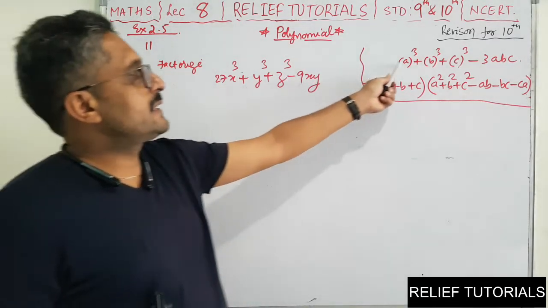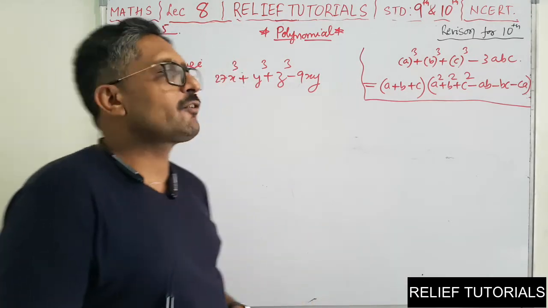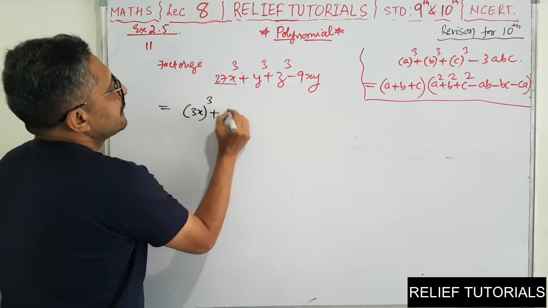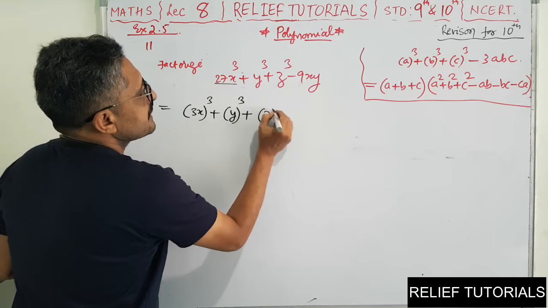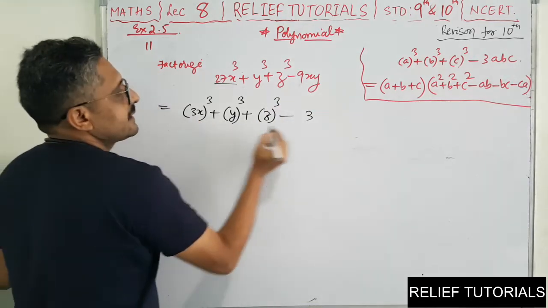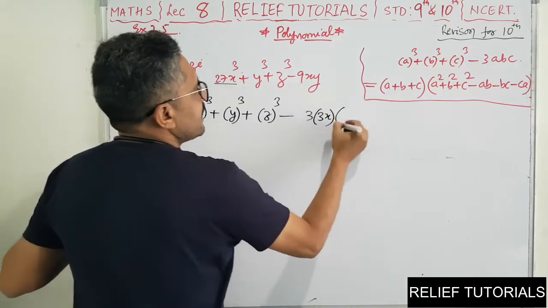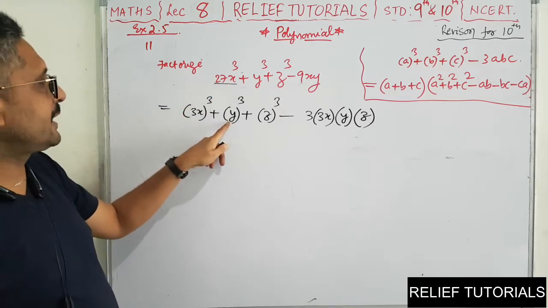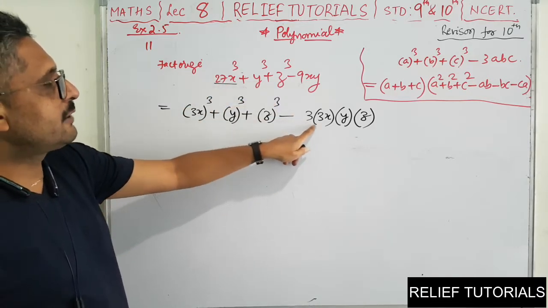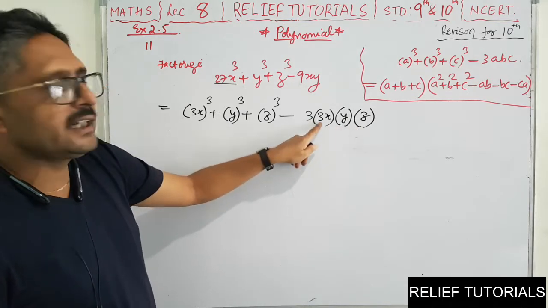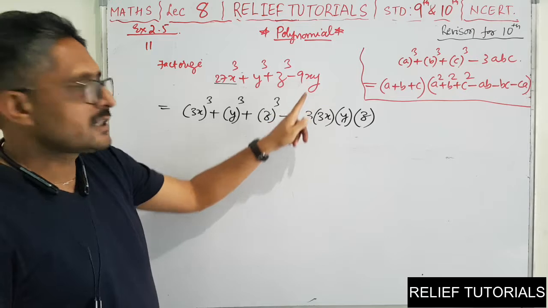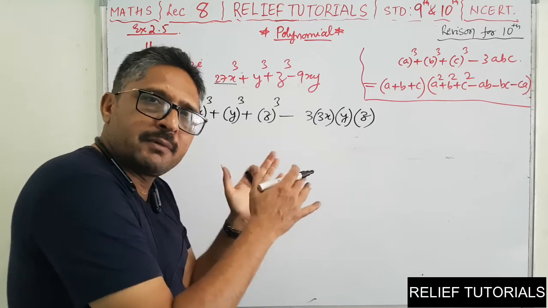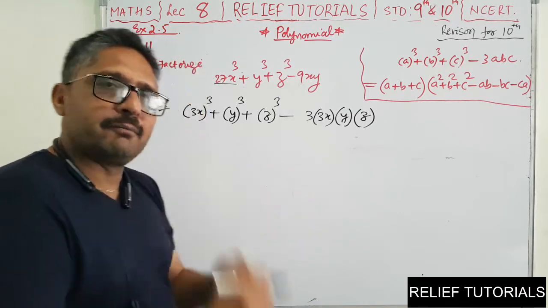So here the first three terms are perfect cubes, so you have to write this in the standard form of the identity. That is equal to the cube of 3x, that is (3x) cube, plus y cube plus z cube minus 3abc, where a is 3x, b is y, c is z. So (3x) cube is 27x cube, plus y cube plus z cube minus 3abc, which is 3 into 3, 9xyz. So this is called standard form. You have to write the given problem in standard form if it is an identity.